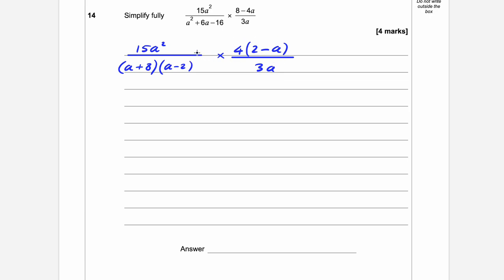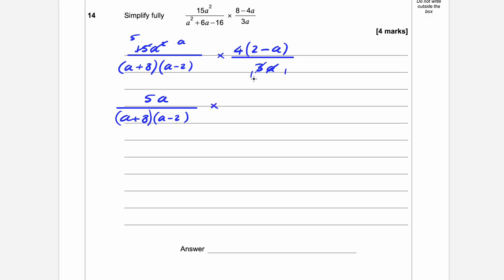Okay, 3 into 3 goes once, 3 into 15 goes 5 times. A into A goes once, and A into A squared goes A times. So I have 5A at the top here. Okay, next one. The 2 minus A and the A minus 2. Let me do this in 2 steps. I'll write this as 5A, this is A plus 8, this is A minus 2, and then this is times 4.